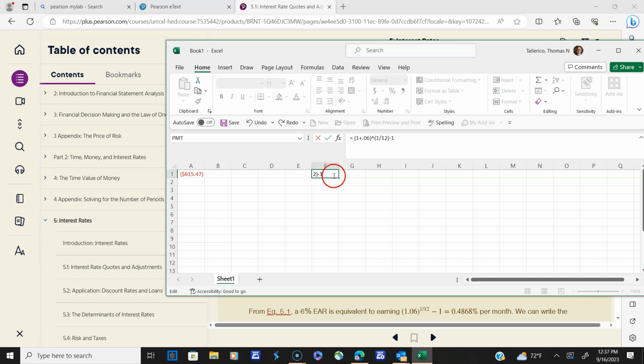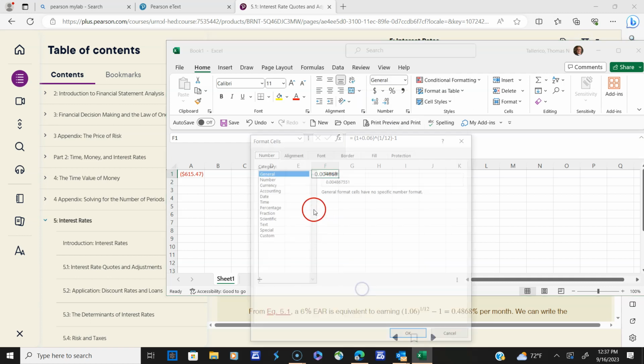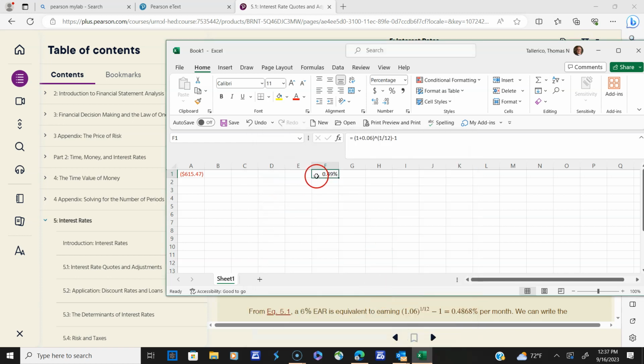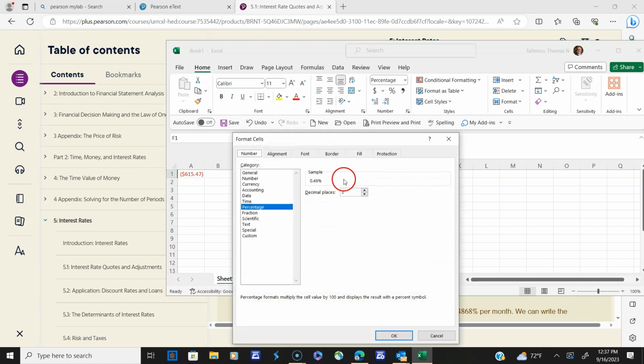Now remember what I'm doing. I'm getting that 0.4868%, if I did this correctly. And there it is. So I just have to go in here and format the cell so you see it as a percentage. Right here, percentage. All right? Now, I need more decimals. We should be exact.